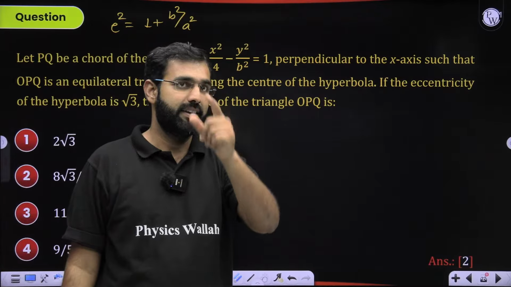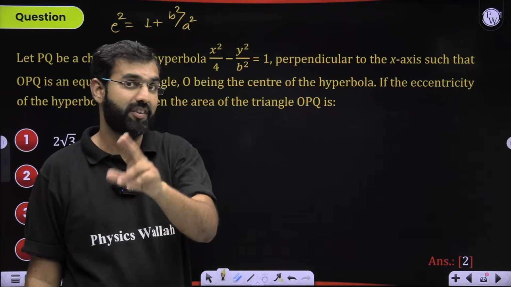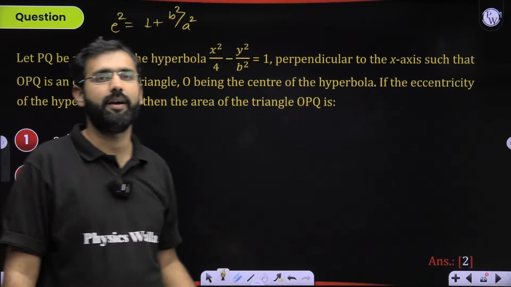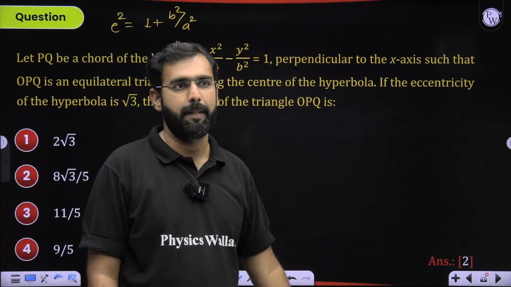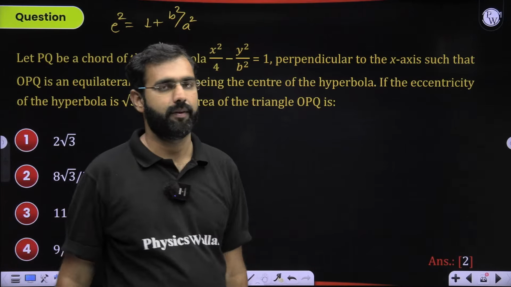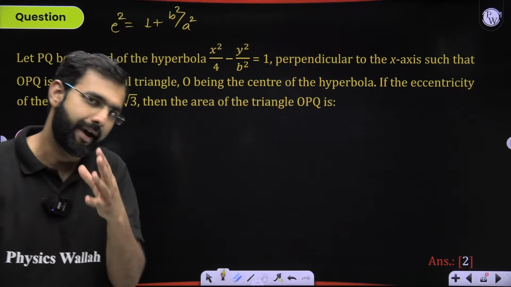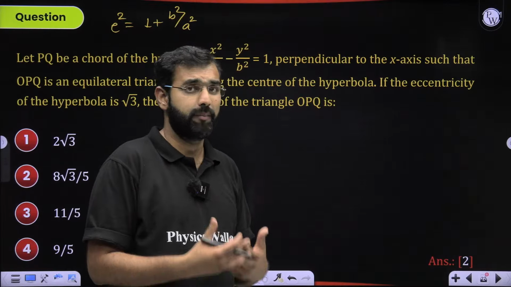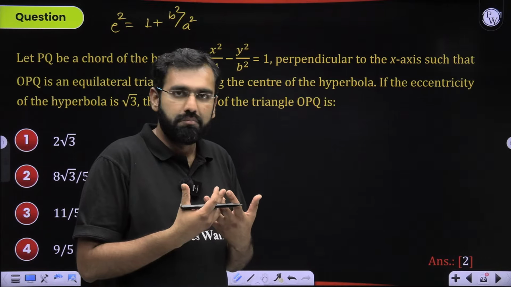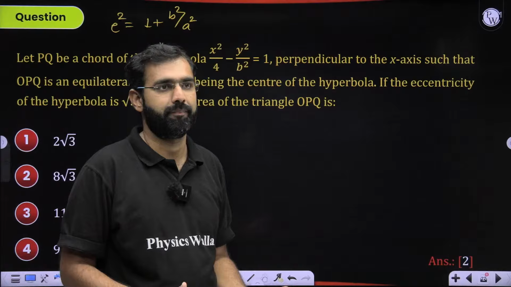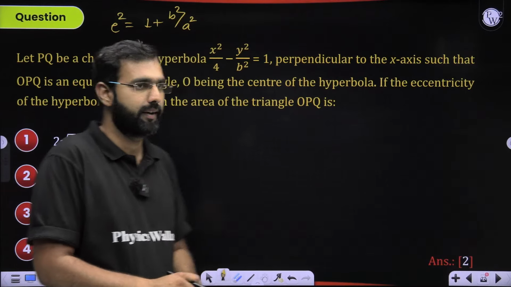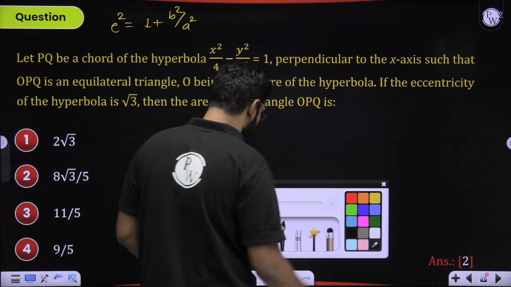For an ellipse, the eccentricity is less than 1, so I'll put a minus here. Otherwise, all the formulae are the same. That's the only difference. So if you remember the formulae for the ellipse, eventually you can develop the formula for the hyperbola. Length of latus rectum, foci, directrices, everything is the same: ae, a by e, 2b square by a. Please remember that.